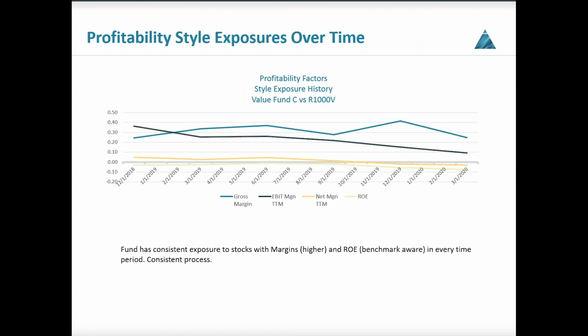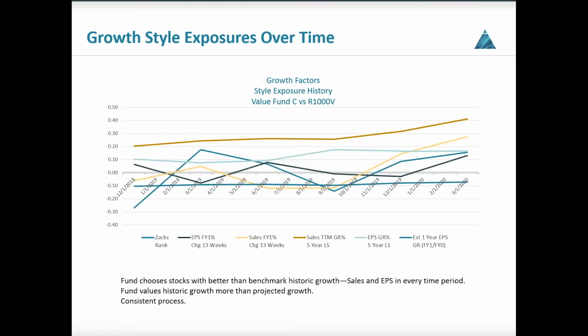We can look at the profitability factors in our style analysis report, and here we see a very consistent process for the margins and return on equity. We can look at the growth factors, many of which do seem to jump around a little bit, but the one factor that sticks out is that top factor, and that is a sales historic growth rate. Again, the manager is choosing stocks that have higher and higher historic growth rate.